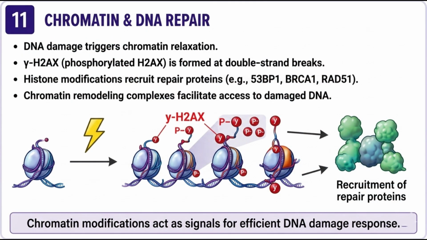Chromatin and DNA repair. Chromatin structure changes rapidly in response to DNA damage. DNA double-strand breaks trigger chromatin relaxation around the damaged region. One of the earliest events is phosphorylation of H2AX, producing γH2AX. This modification recruits DNA repair proteins such as BRCA1, RAD51 and repair signaling complexes.